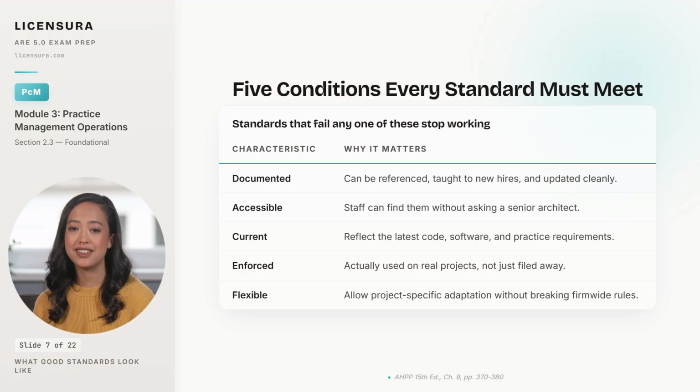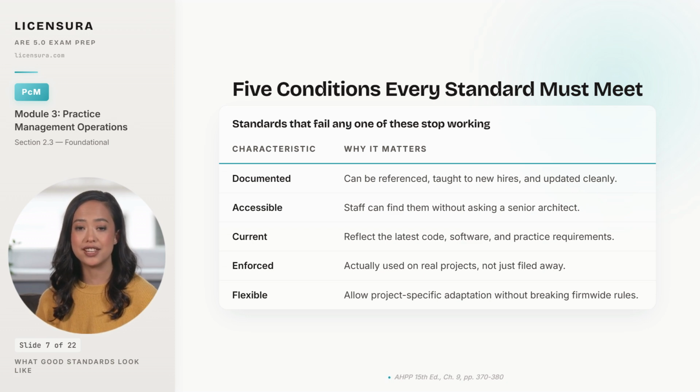Current is the third. Standards that haven't been touched in 3 years are now teaching the wrong practices because codes, software, and contracts have all moved on. Enforced is the fourth, and the one most firms fail. A standard filed away that nobody actually uses on projects is worse than no standard, because the firm has paid the cost of writing it and gets none of the productivity gain. And flexible is the fifth. A project-specific condition must be allowed to override a firm-wide rule when it should, without invalidating the rule for everything else. When standards are absent or broken, the productivity loss is measurable on every project the firm runs.